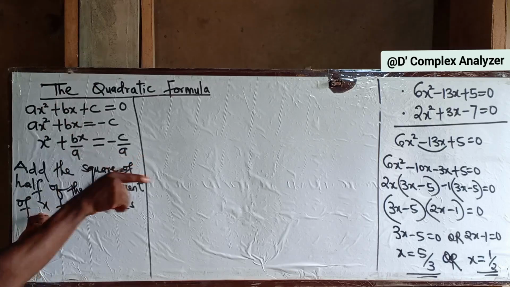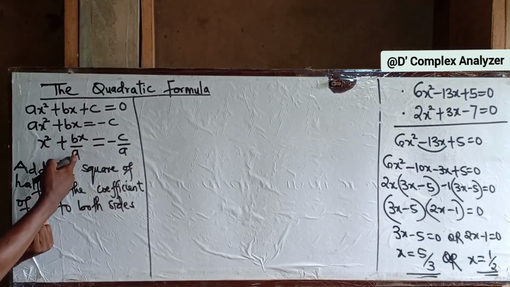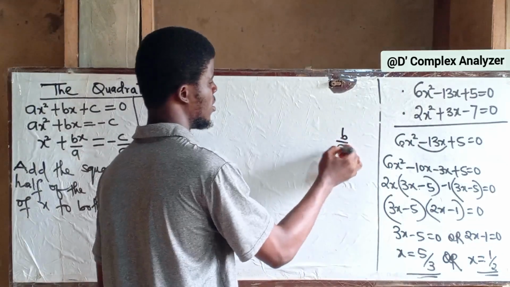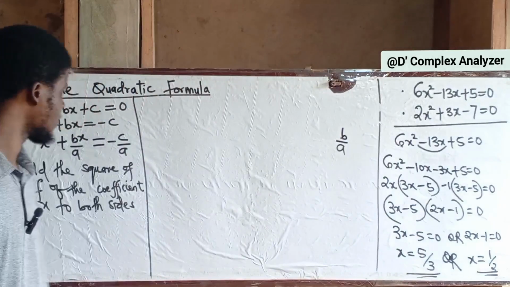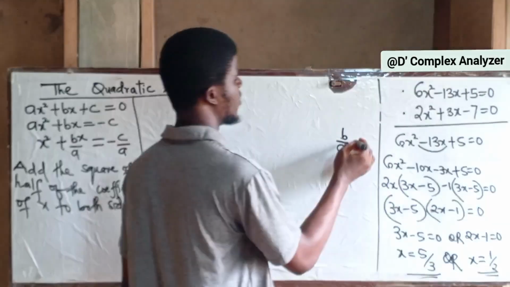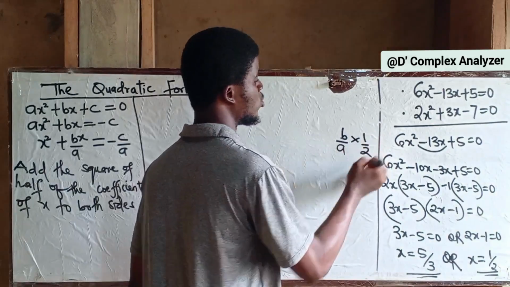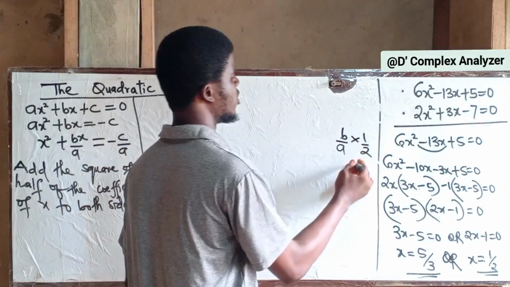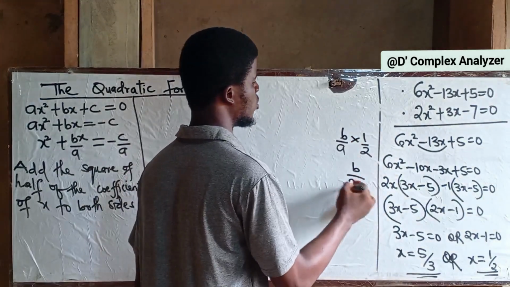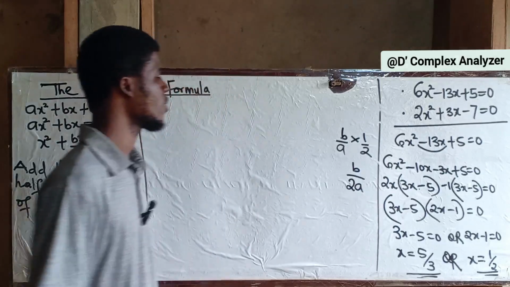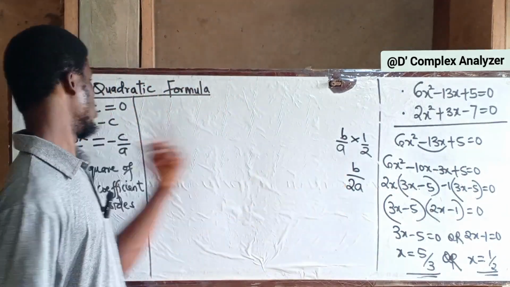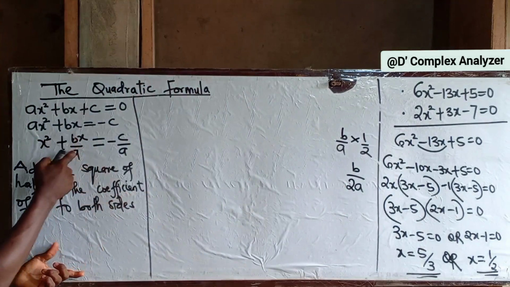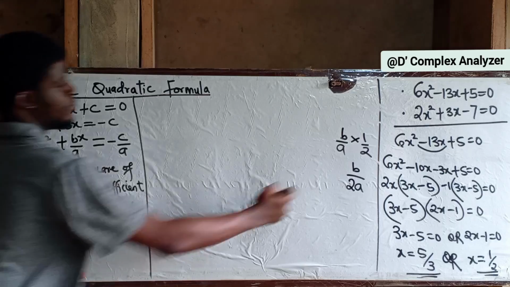What is the coefficient of x here? It is b over a, right? b over a. It is the coefficient of x. Half of it is to multiply by 1 over 2 or to divide by 2. So b times 1 is b, a times 2 is what? 2a. This is half of b over a. So the coefficient of x is b over a, half of it is b over 2a.